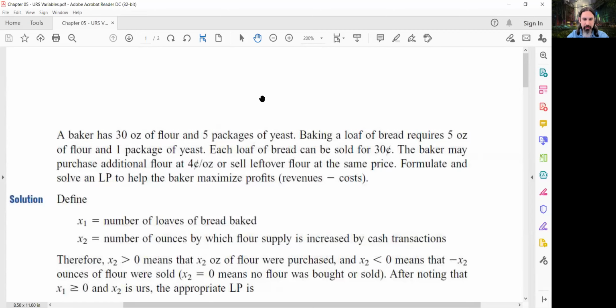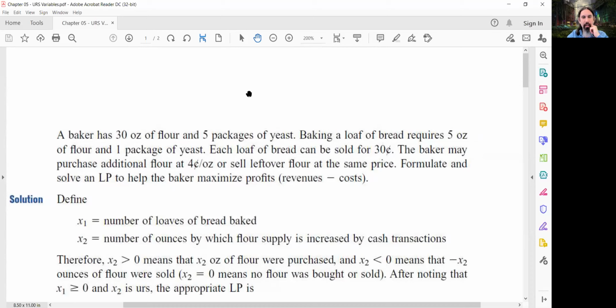A baker has 30 ounces of flour and 5 packages of yeast. Baking a loaf of bread requires 5 ounces of flour and one package of yeast. Each loaf of bread can be sold for 30 cents. The baker may purchase additional flour for 4 cents per ounce or sell leftover flour at the same price. We can buy or sell, formulate and solve an LP to help the baker maximize profits, which is revenue minus cost.